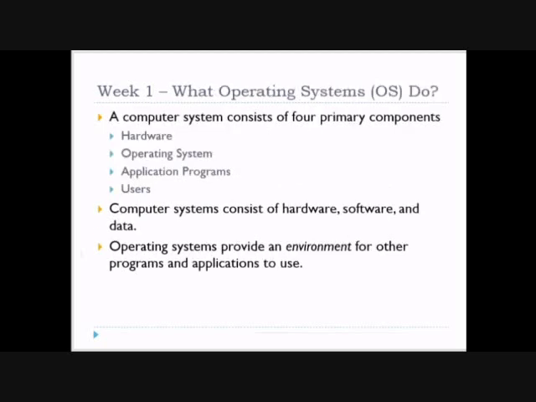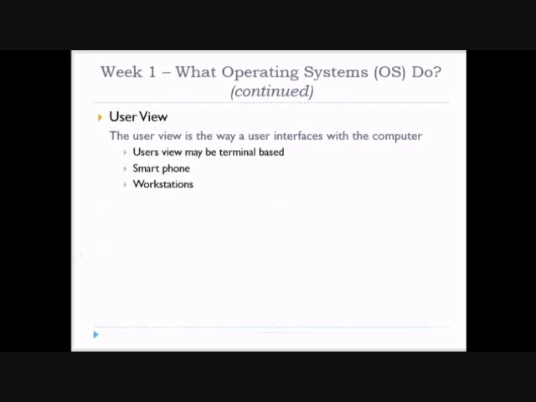To continue on, a computer system consists of four primary components. There's hardware. They all have an operating system. They all have application programs, and computers need users, whether it's a single user or many users. It's important to understand that operating systems provide the environment. There's the user view, which is the way the user sees the computer. It could be a smartphone, it could be a workstation, it might be an old banking terminal. It could be all kinds of different views, and the operating system maintains and manages those views.